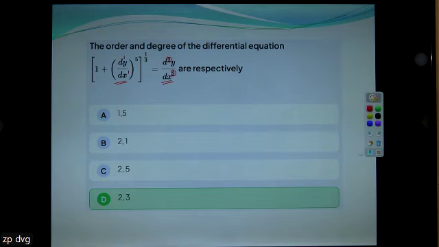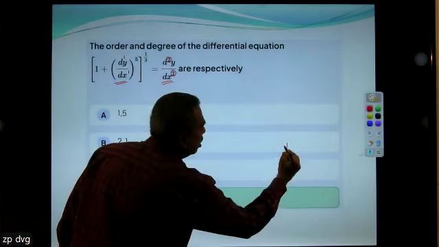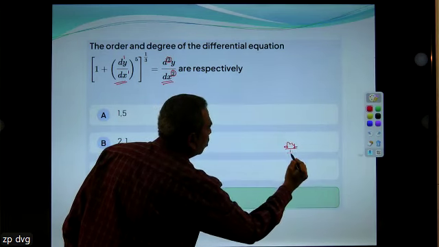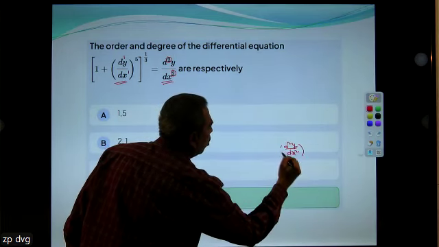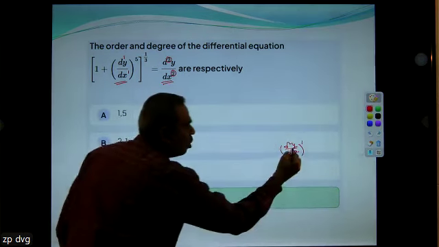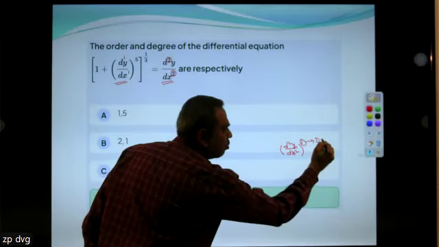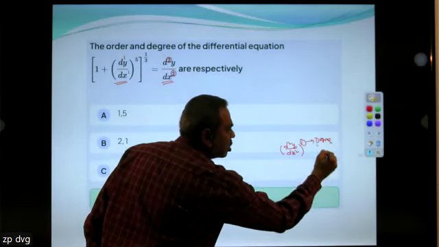But to find the degree, we can't say directly. Since here d square y by dx square is there, it means d square y by dx square whole to the power 1. That is the meaning. Since this is the highest derivative, the power 1 should be the degree. So we think that this is the degree, but this is not the degree.